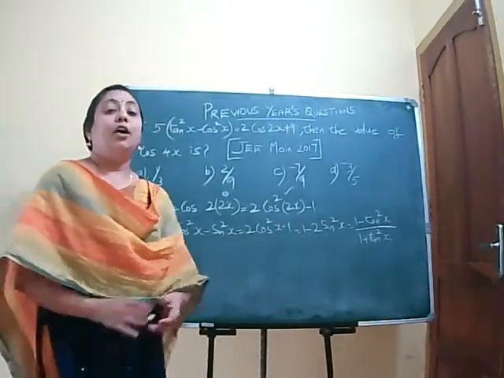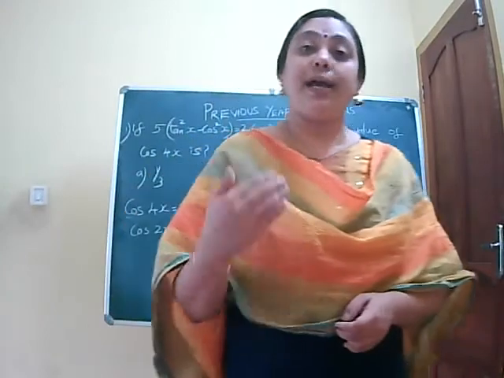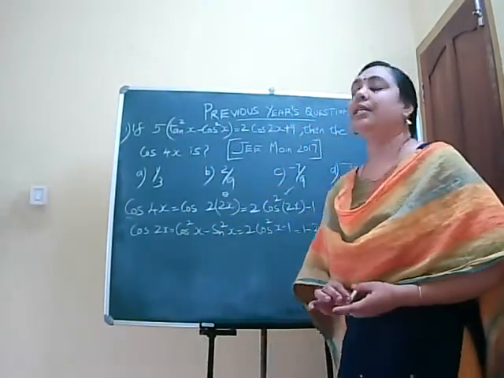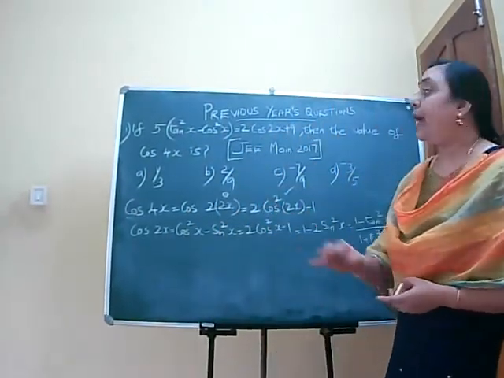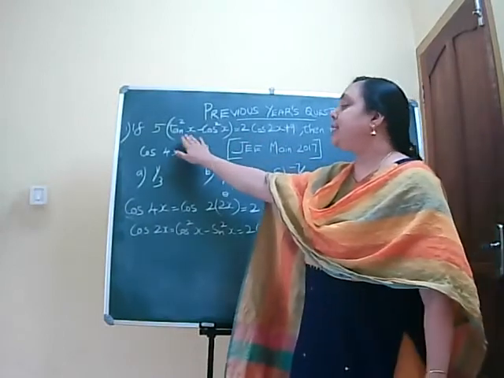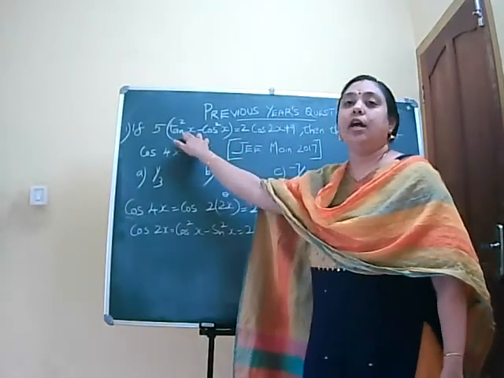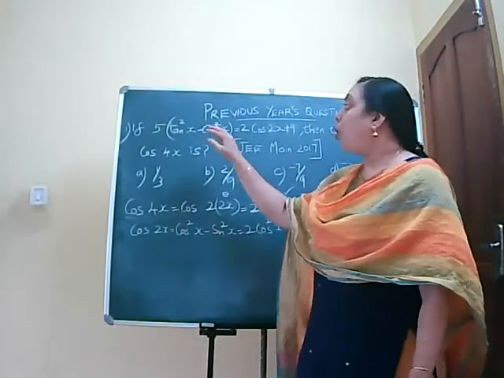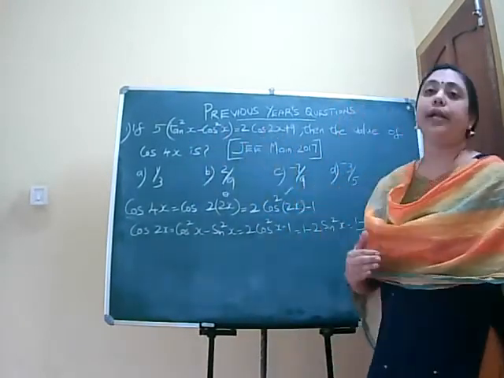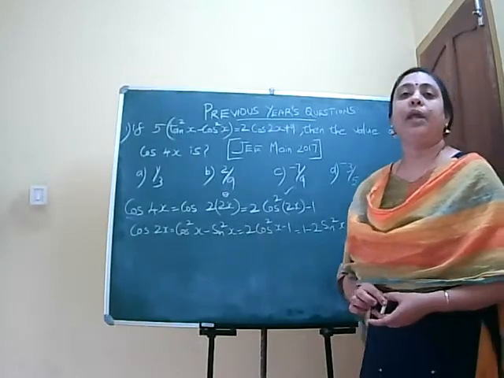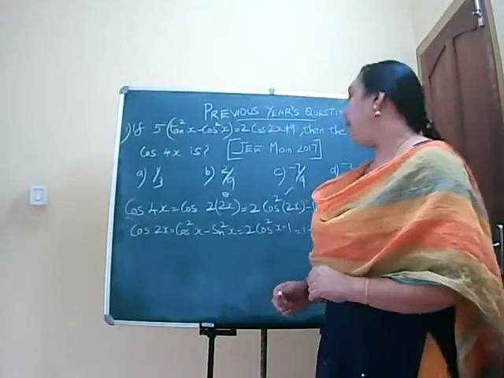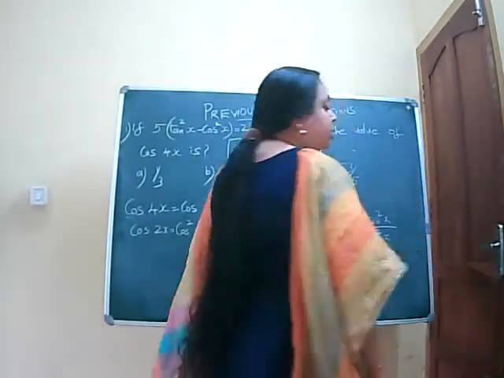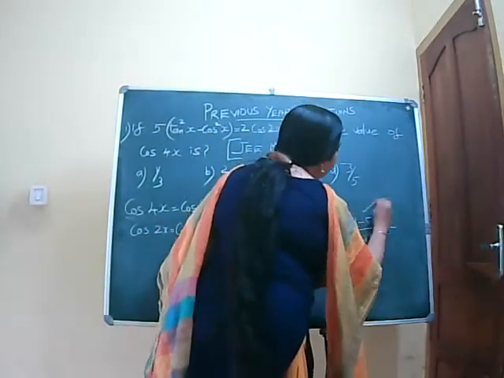Of these, which should we apply here? That is the question. Here, the expression contains tan square x. Also, we can convert all other terms into the terms of tan square. So, for convenience, we choose this formula.